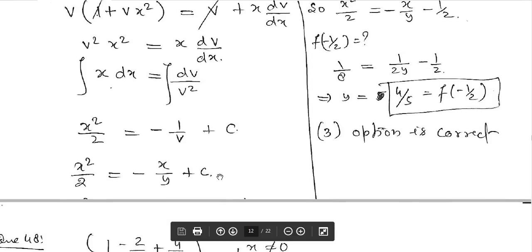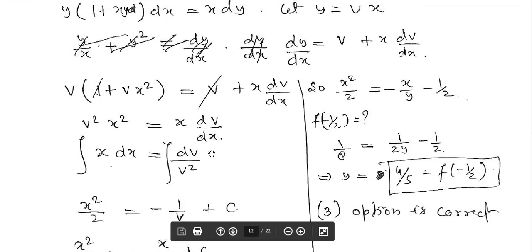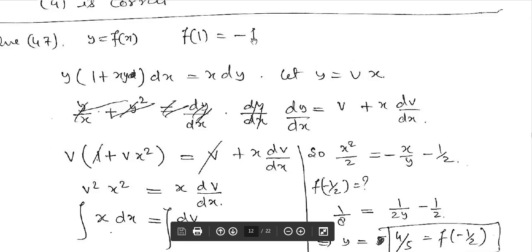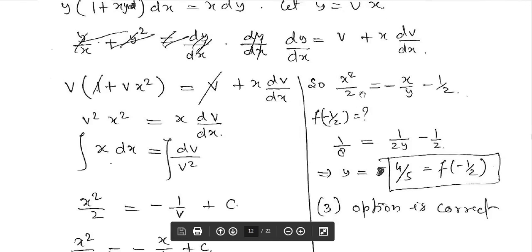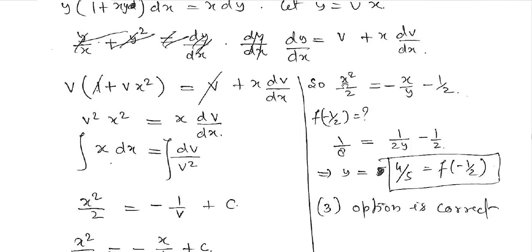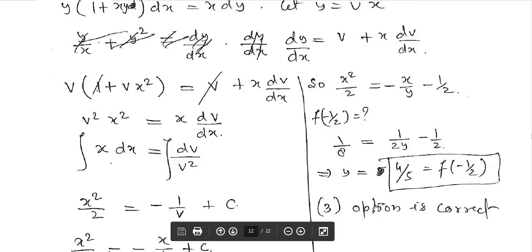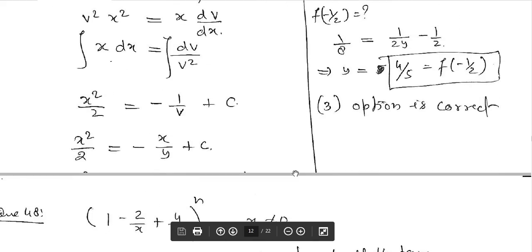We need to find c also, so for that we need the given initial condition f(1) equal to minus 1, so we are getting this relation. Now we need to find the value of the function at minus half. We put x equal to minus half, we are getting y as 4 by 5. Hence the third option is the correct option.